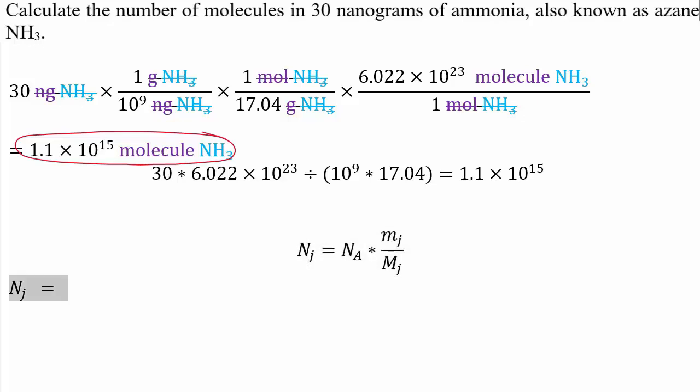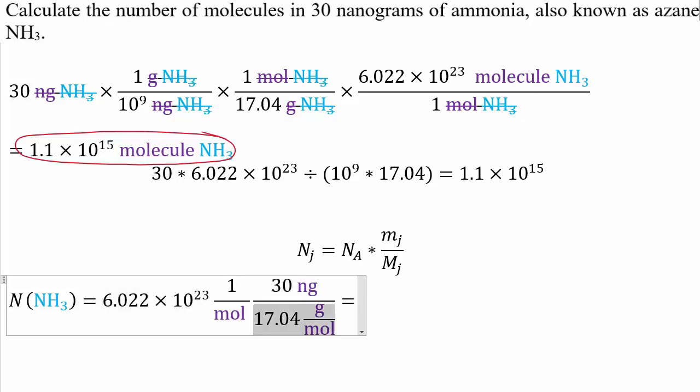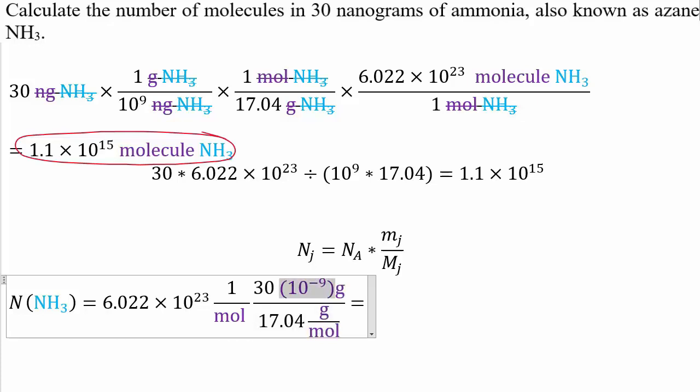In the formula, we substitute J with the identity of the substance, which in this case is the molecular formula of the substance. Then, we substitute Avogadro's number with 6.022 times 10 to the 23 in units of 1 per mole, the mass with 30 nanograms, and the molar mass with 17.04 grams per mole.